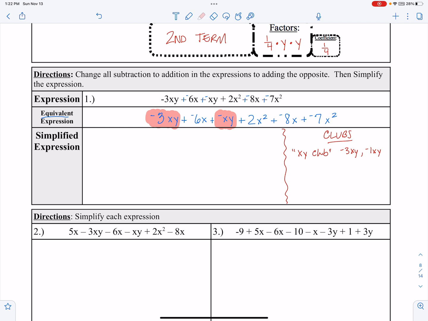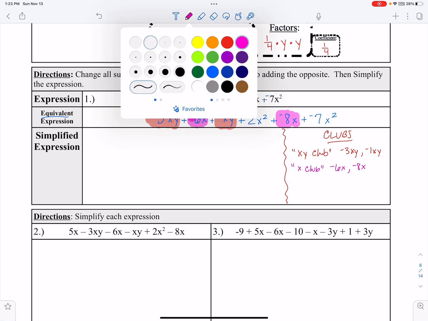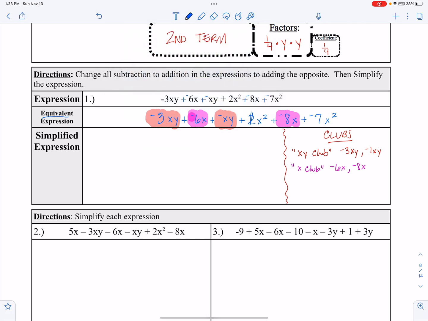Let's go ahead and we'll pick a different highlighter and look at our next term. So I have a negative 6x, so I'm looking for all things with the single variable x. So the x squared is not that, but this is. So it looks like now we have an x club, okay, and that includes a negative 6x and a negative 8x.